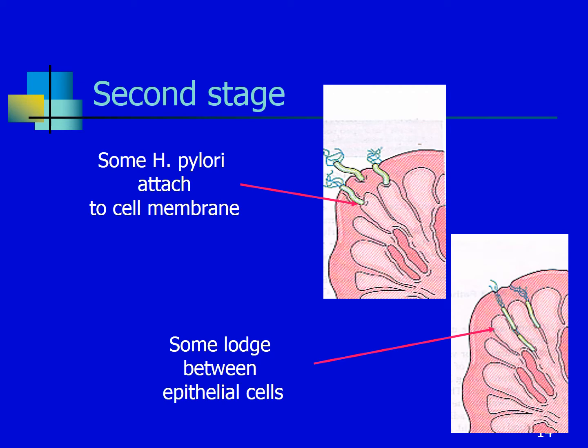All right, so the second stage is that some H. pylori, like you see, attach to the cell membrane, and some of them lodge between the epithelial cells. So they get in there pretty aggressively. Next slide.